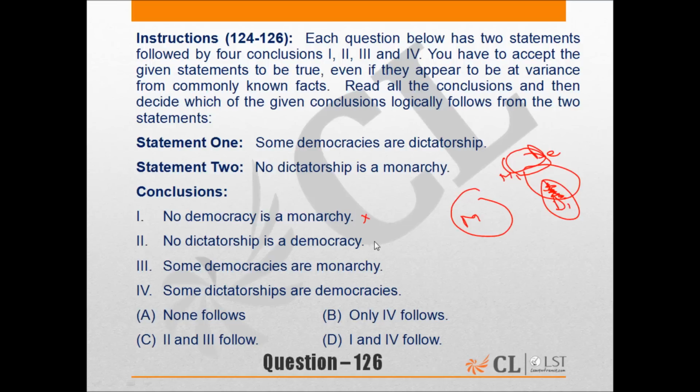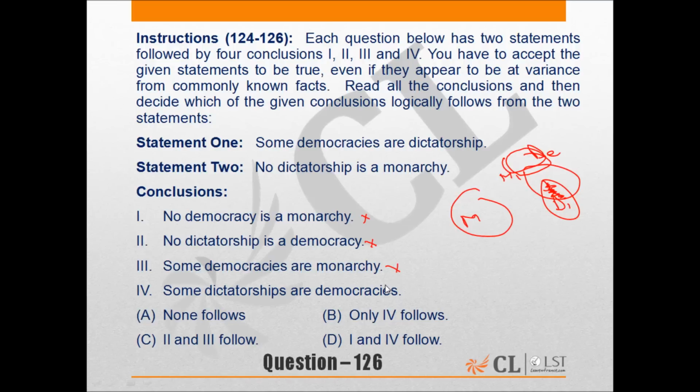No dictatorship is a democracy. This clearly contradicts statement 1. Statement 1 clearly says some democracies are dictatorship, hence this is also wrong. Some democracies are monarchy. As we discussed, this is a possibility, not a certainty. Some democracies may be monarchy, but we are not sure about this at all. This is not a certainty. Hence 3 also does not follow.